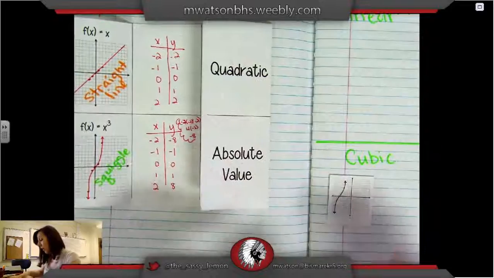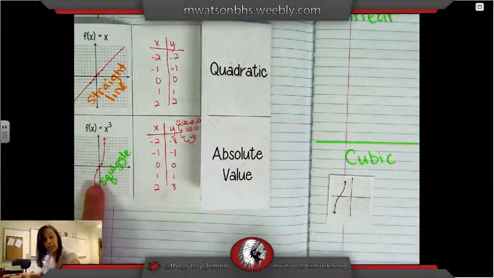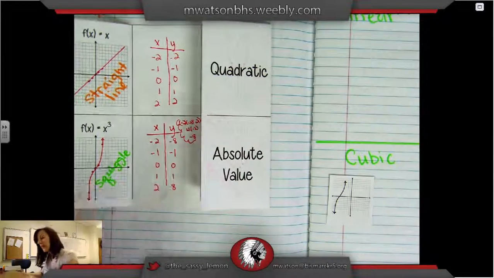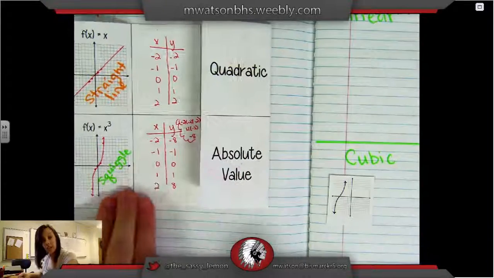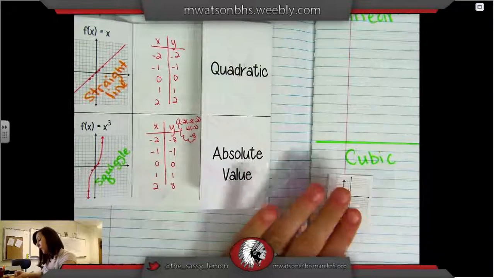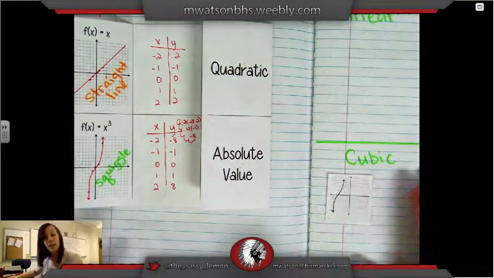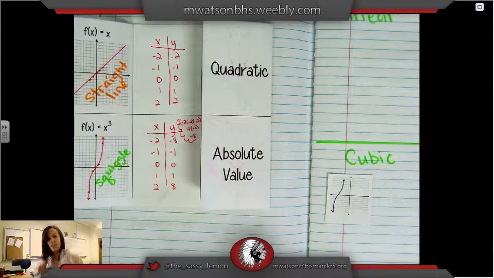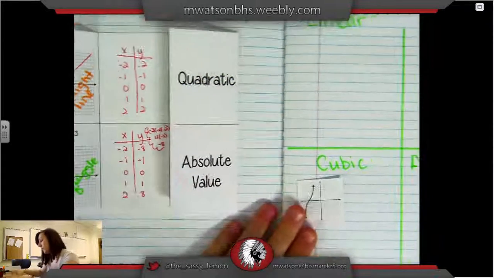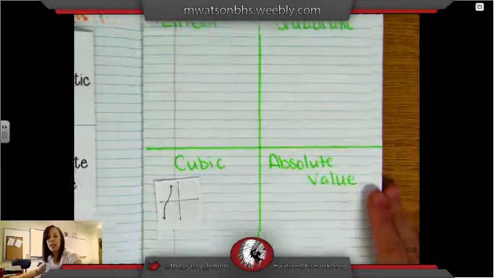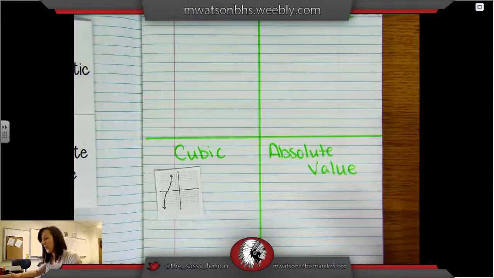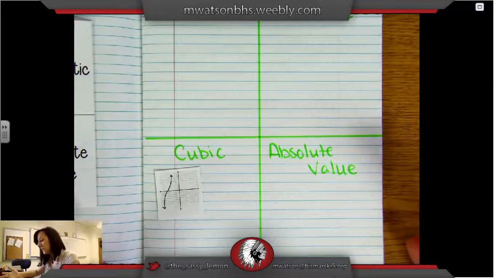Now notice all of these are not exactly like the ones in your foldable. That's because the ones in your foldable are the parent function. The ones in your activity are transformations or baby functions, as I like to call them. So they are slightly different from the parent function through some transformation. So go ahead and with the rest of your group, go through all of those.